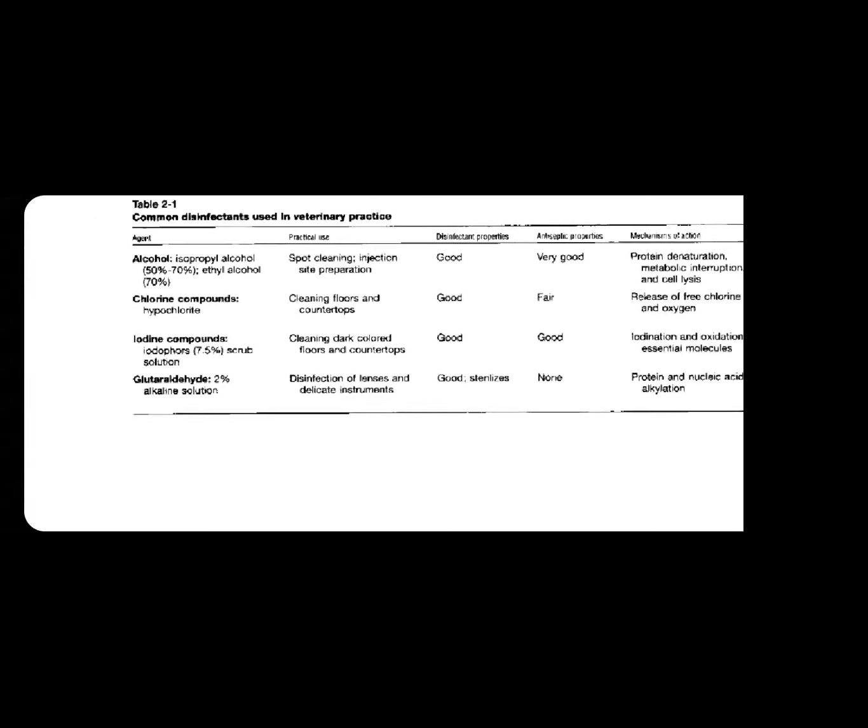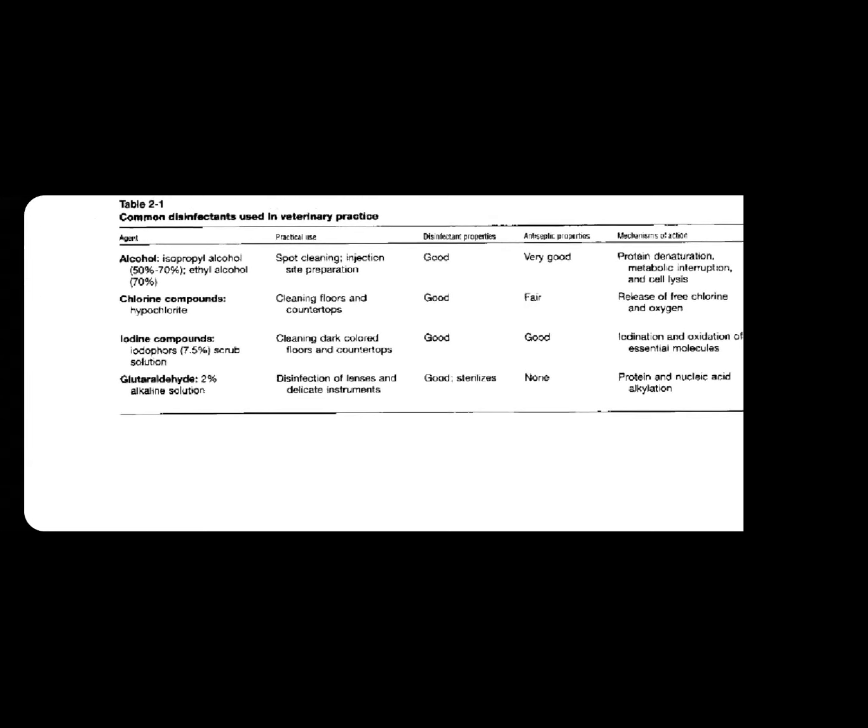Then you've also got your chlorine compounds, such as hypochlorite. Hypochlorite is the active ingredient found in common household bleach. Then you've also got your iodine compounds, such as iodophors. These are the ones we even find naturally in homes as povidone iodine, which we use for cleaning wounds. Those are also very good as disinfectants when cleaning any tops or surfaces where you're likely to do your surgery, or your surgical area.